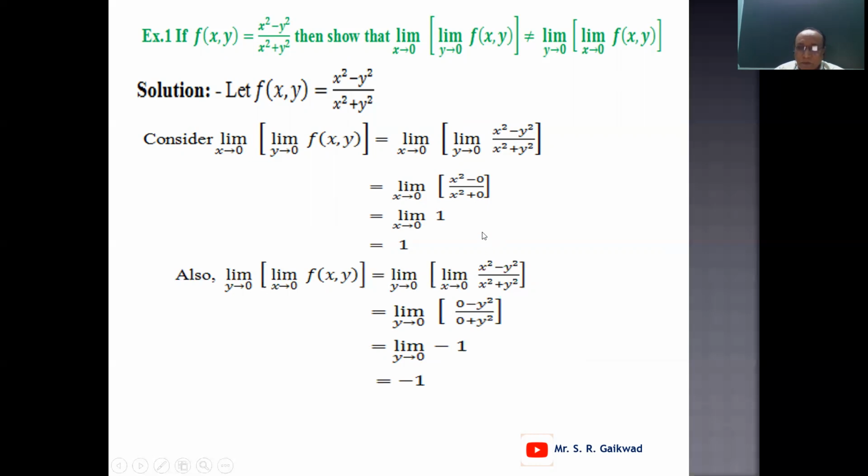It means the value of the first repeated limit is 1 and the value of the other is minus 1, and therefore both limits are not equal. Therefore the limit as x tends to 0 of the limit as y tends to 0 of f(x, y) is not equal to the limit as y tends to 0 of the limit as x tends to 0 of f(x, y). These two limits are not equal.